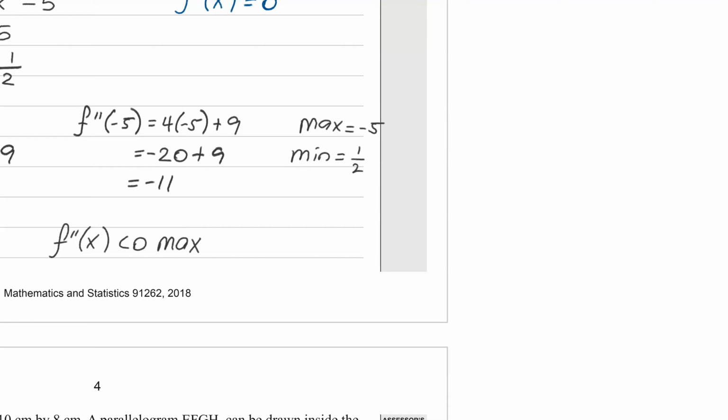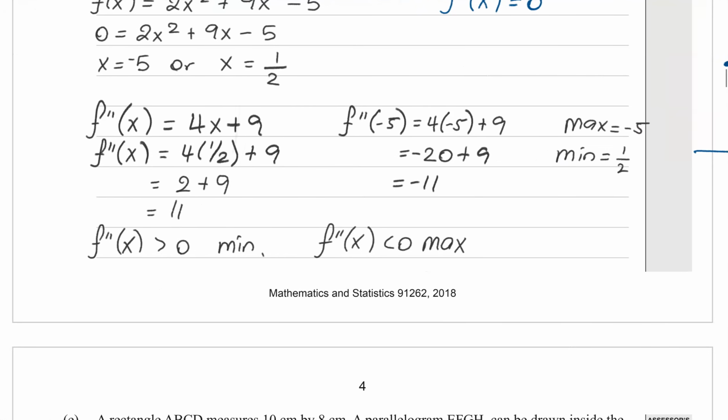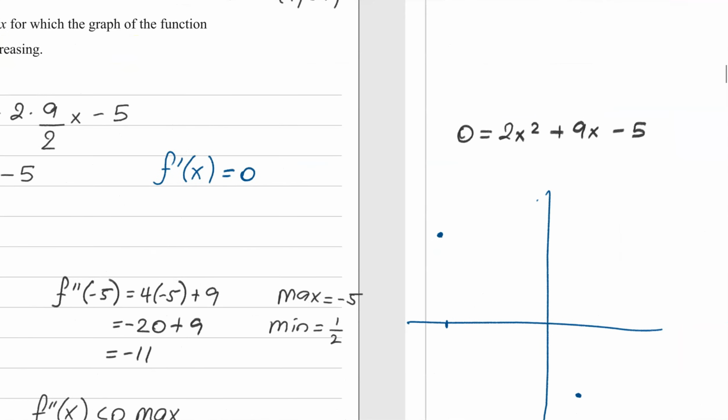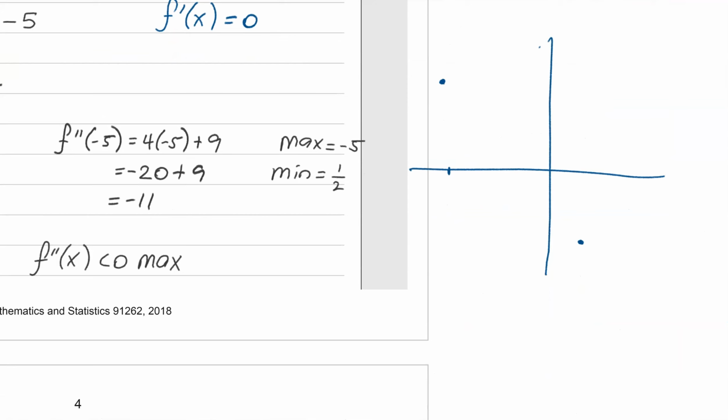So if I roughly draw a set of axes, okay, negative 5 is around here somewhere, so this is where my maximum is, and 1/2 is about here, so this is my minimum. And I've got a cubic function. If you look at the original function, it's a cubic. We've got this over here to the power of 3, so it's a cubic. So I can draw a rough graph. So we're looking at something along the lines of this. Here we go, look at that, it's pretty good.